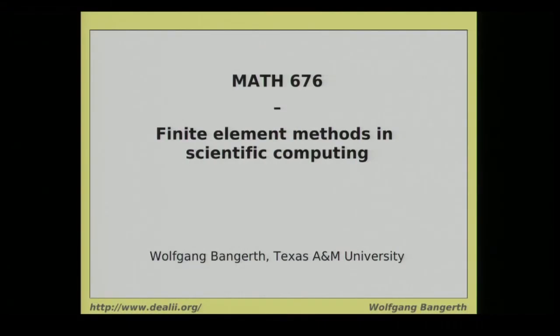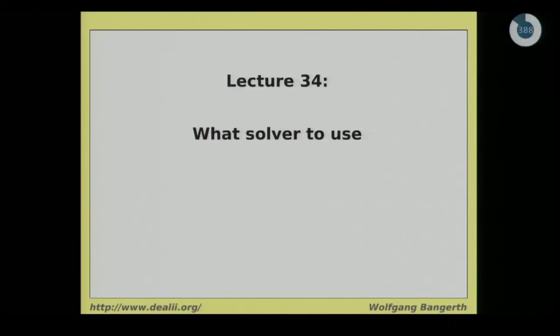All right, so when you apply the finite element method, ultimately you always come out with a linear system. Even if you have a nonlinear problem, you apply something like Newton's method, for example, and then in every Newton step you have to solve a linear system. So what I would like to talk about in this lecture is, what do you actually do with this linear system? What are the methods that you can apply? So I would call this what solver to use. This is sort of a piece of practical advice.